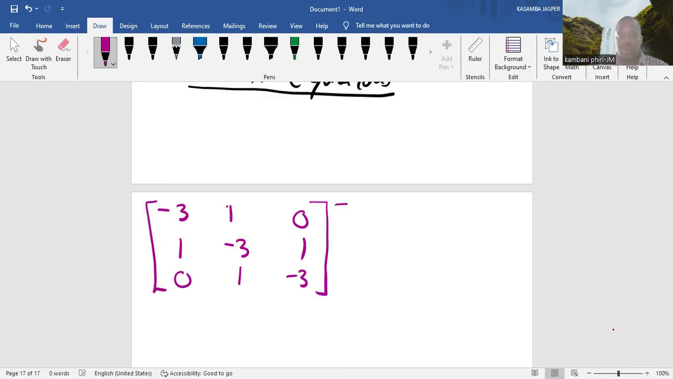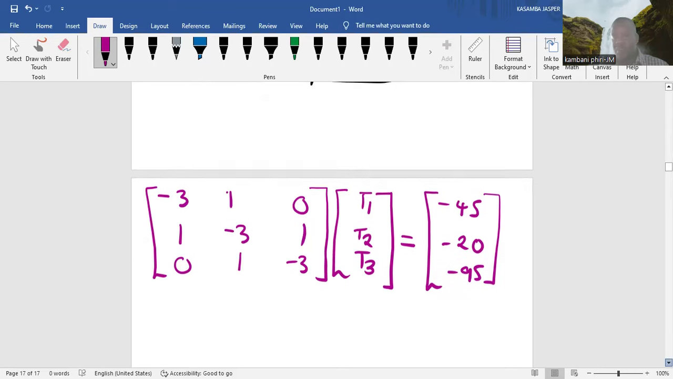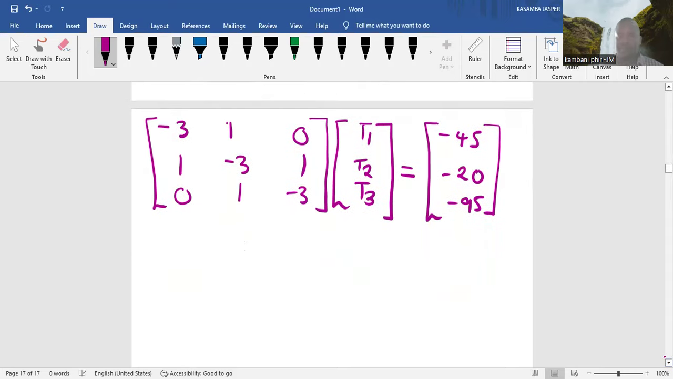So we multiply this by T1, T2, and T3. But what was on the right-hand side of equation 1? We got negative 45. Here we got negative 20. And the last one we got 95. You can use whichever method that you are comfortable with.